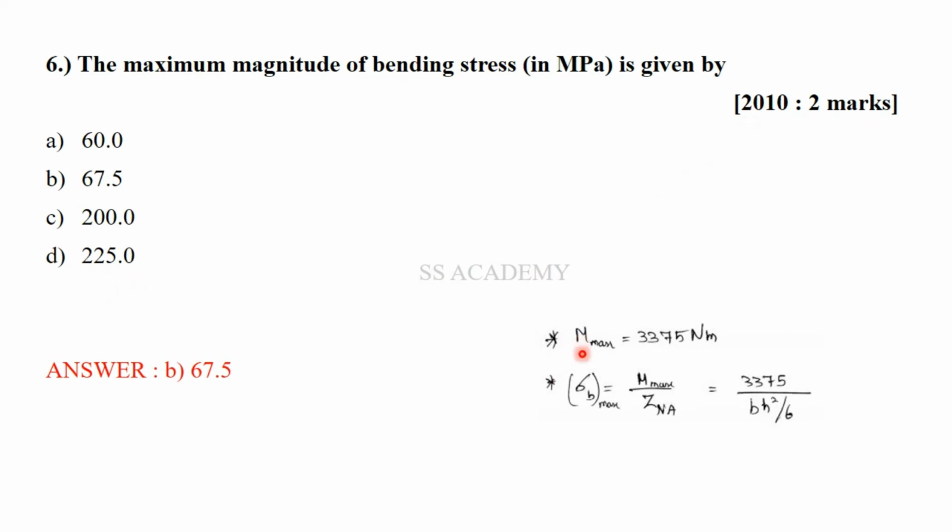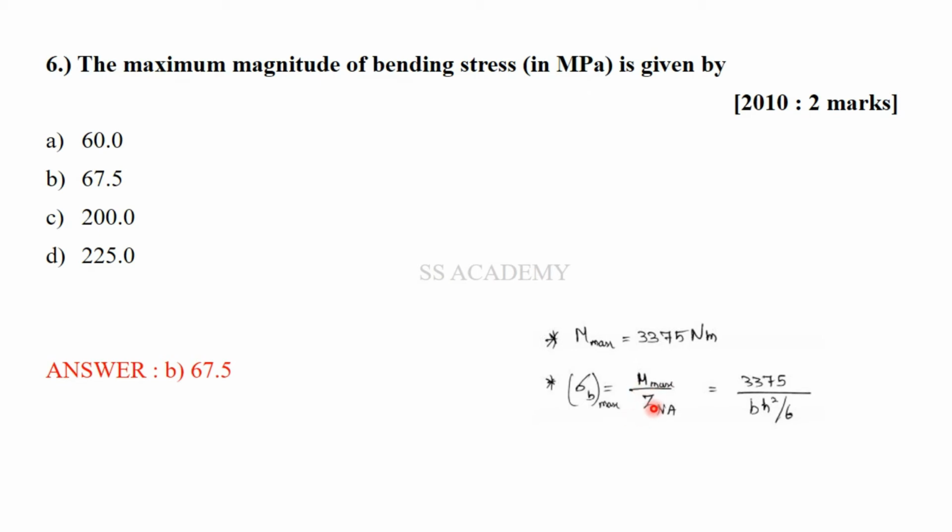Okay, here you can see, as we know, the maximum bending moment which we have calculated from the previous question as 3375 Newton meter, and we also know that sigma B max by Y is equal to M max by ZNA. Since it is a symmetric cross section, that is a rectangular cross section, it is given as sigma B max is equal to M max by ZNA. ZNA is equal to I by Y. So Y when goes up, it will become Y by I, so it is ZNA.